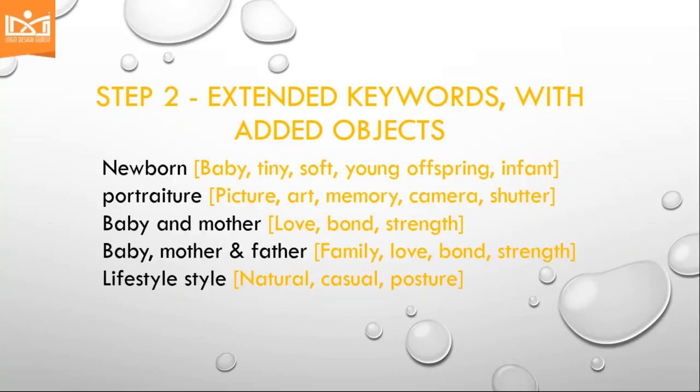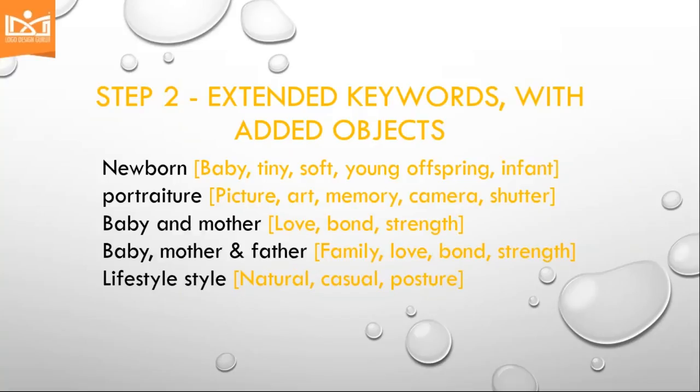Now, the next step. I will extend those keywords with objects. Newborn can be explained as baby, tiny, soft, young, offspring, infant. There are different words that I can use for one word, so I will list what we can exactly use as an object. Look at the word in an objective manner.